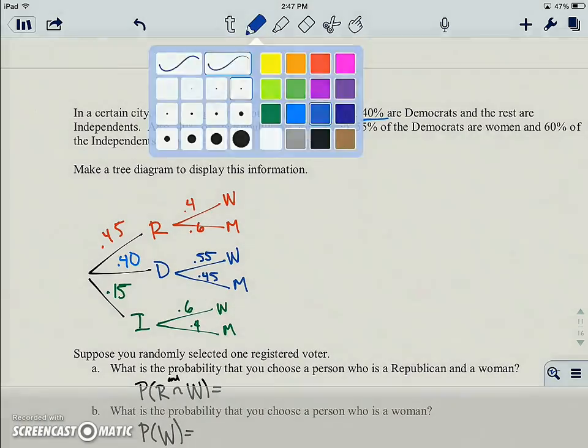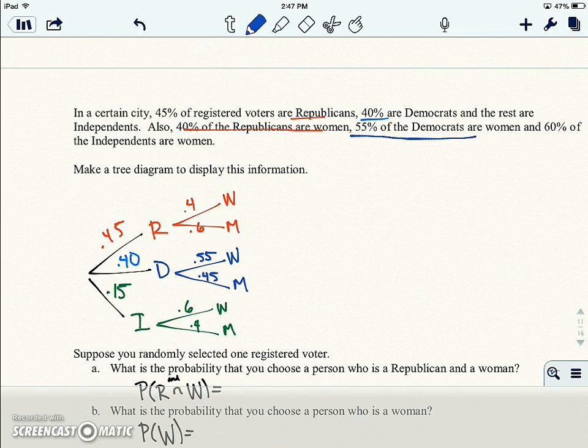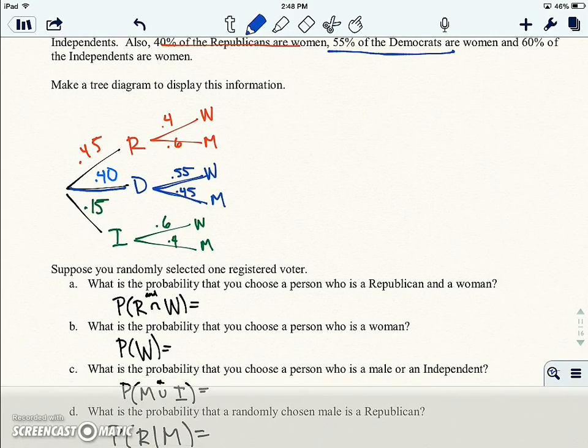So we know that 55% of the Democrats are women, so this is the Democrat branch of the tree. And then we break that down into 55% women, 45% men. Now we can use this tree diagram to help us answer the questions below. For example, what is the probability that you choose a person who is Republican and a woman? So that's the probability of Republican and, or the other way to think about it, intersect women.